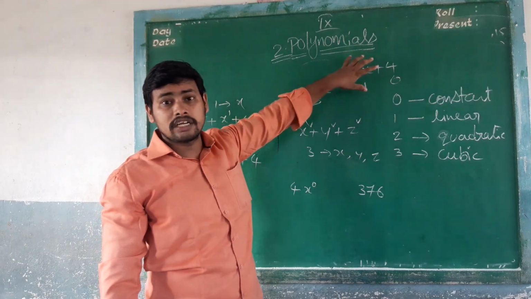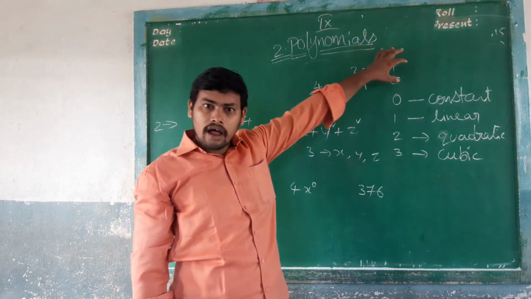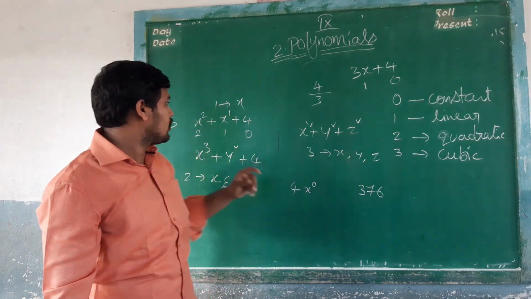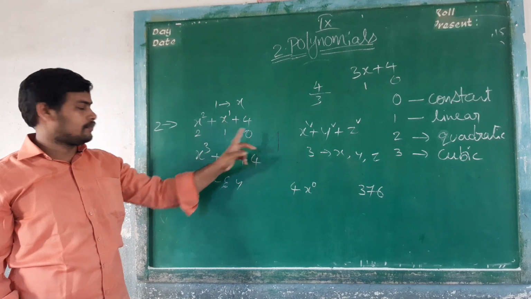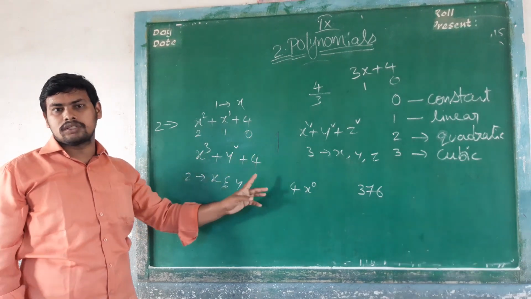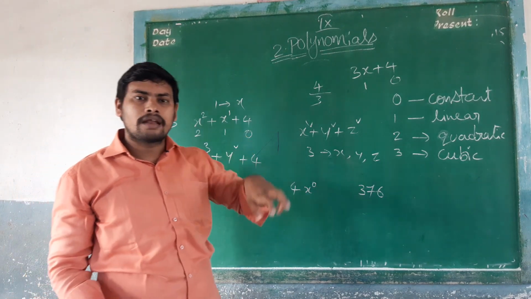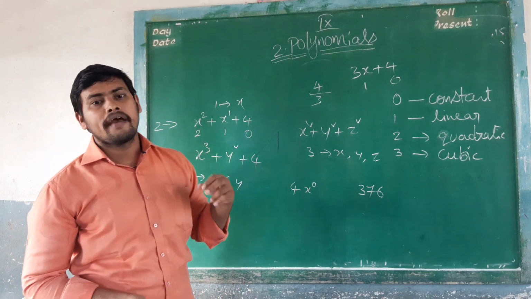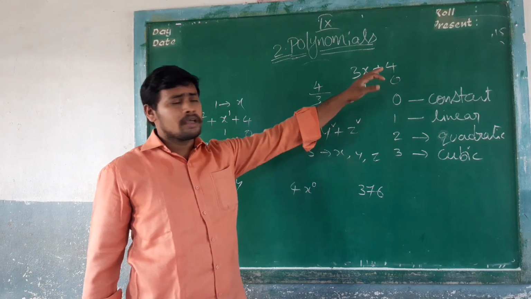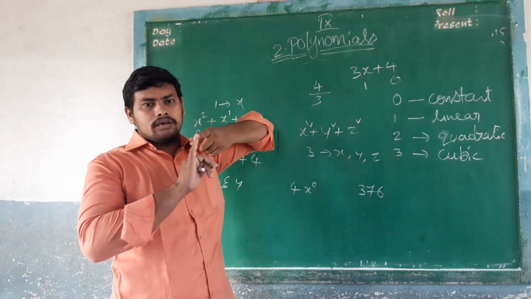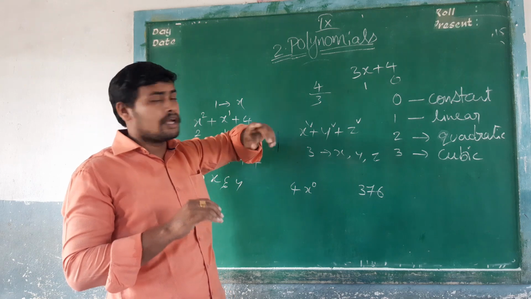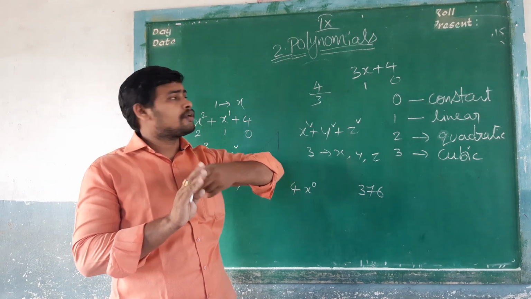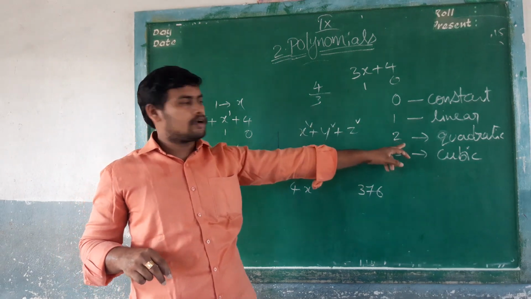Actually, how many terms are there? There are 2 terms, 3x and 4. Here how many terms are there? 3 terms: 1, 2, 3. So the combination of terms is called the expression. The combination of terms is called expression. So expression, term, and degree are all covered. Linear equation in one variable is also covered, and the linear equation in 2 is nothing but quadratic polynomial.